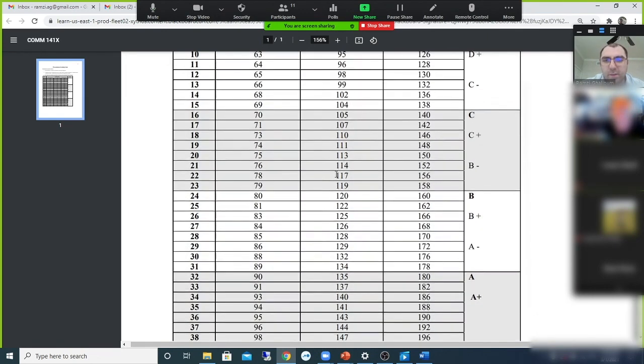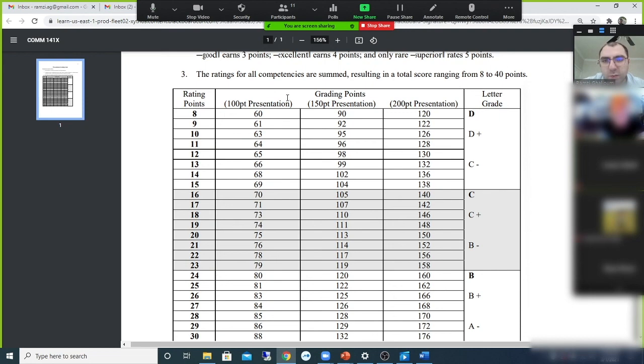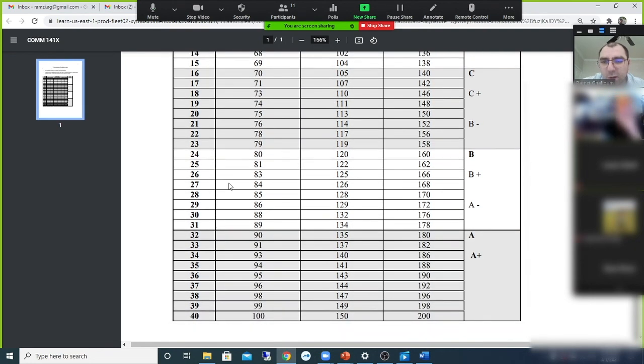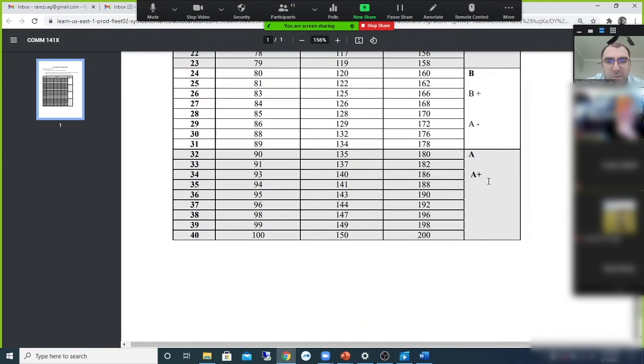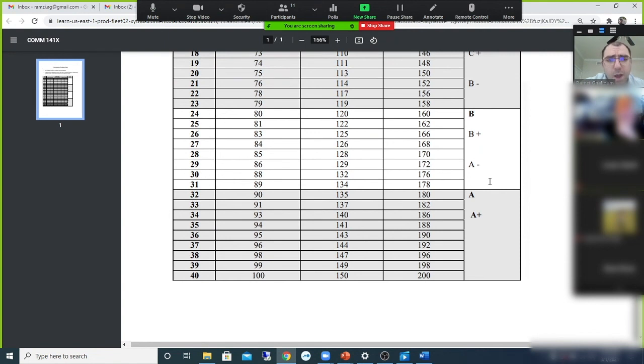You want to look in this column here. The visual aid speech is worth 100 points. So 27 is equal to an 84, which is equal to a B. By the way, these letter grades here on the supplemental information packet are wrong. Your rubric will have the correct ones.